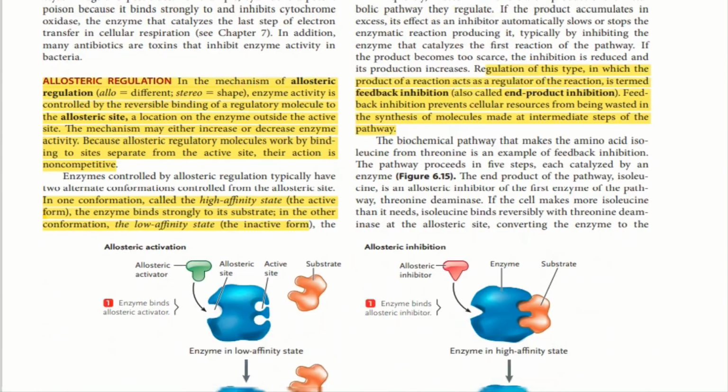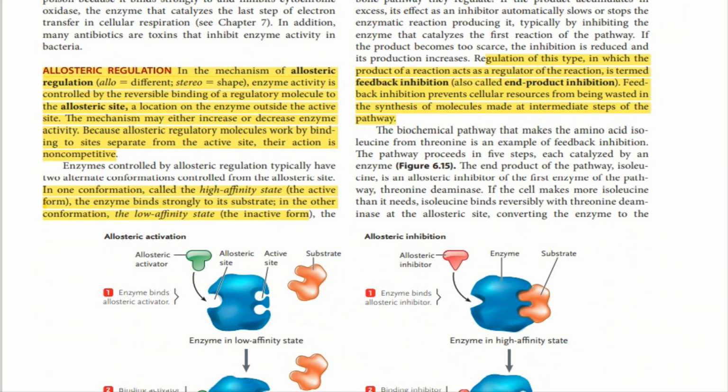Okay, then we have allosteric regulation. In the mechanism of allosteric regulation, allo means different and stereo means shape. Enzyme activity is controlled by the reversible binding of a regulatory molecule to the allosteric site, a location on the enzyme outside the active site. The mechanism may either increase or decrease enzyme activity. Because allosteric regulatory molecules work by binding to a site separate from the active site, their action is non-competitive.